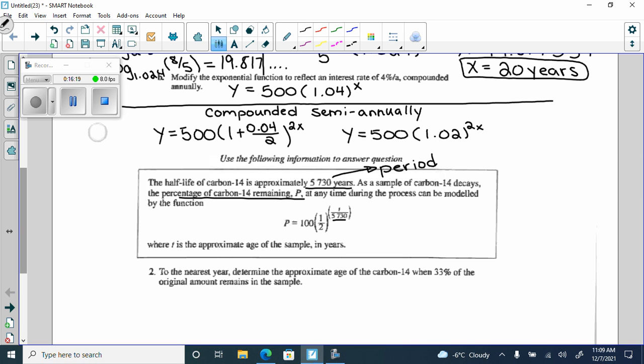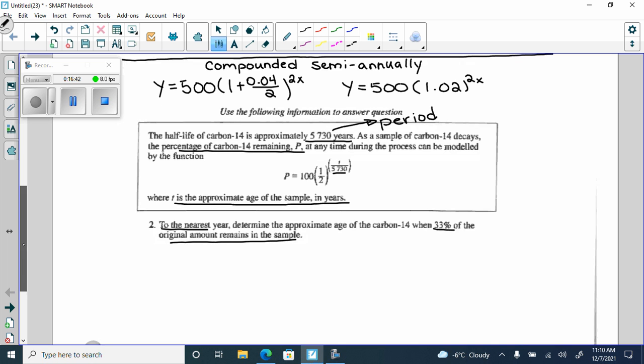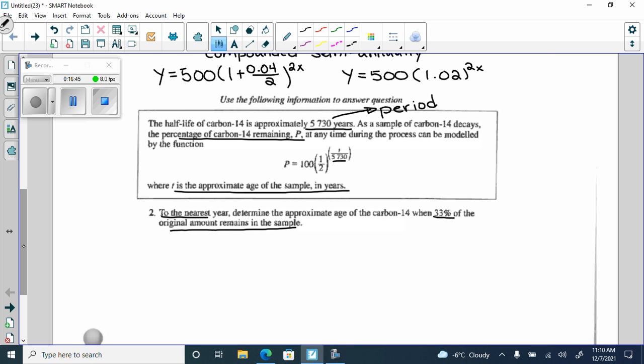Where T is the approximate age of the sample in years. So this is how long the sample is in years. If they give you an equation, they have to tell you what the variables stand for. You can't just give you variables and not tell you what they are. Okay? So here it says, to the nearest year, determine the approximate age of carbon-14 when 33% of the original amount remains in the sample. 33%. So where's that going to go? In for P. We're going to do it with our calculator, and then we're going to do it algebraically. I'm going to start.